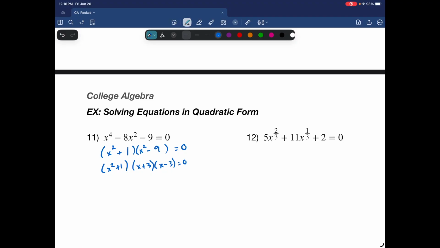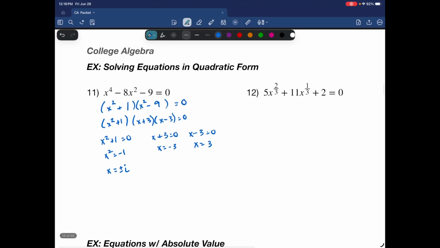And so you set each of these equal to 0. All right, and so you get x squared equals -1. x equals the square root of -1, which is i, but because I took the square root, I've got to say plus or minus i. And then this is going to be x equals -3 and x equals 3. All right, and all those are my solutions.